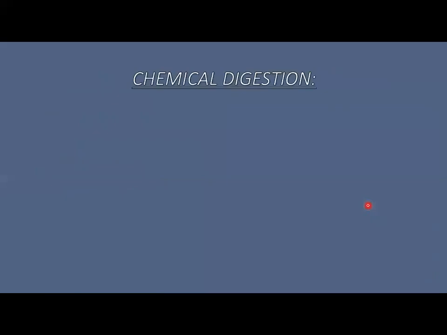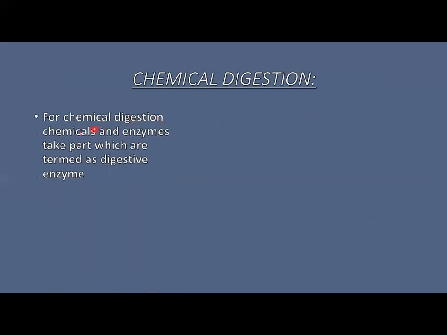First, if we talk about chemical digestion, what is chemical digestion? For chemical digestion, chemicals and enzymes take part. Do you know what enzymes are? It is just a special type of protein. The chemicals and enzymes that take part are termed digestive enzymes. In this, different types of chemicals and digestive enzymes take part to break down your large, insoluble, indivisible food molecules into smaller, soluble, and diffusible ones.